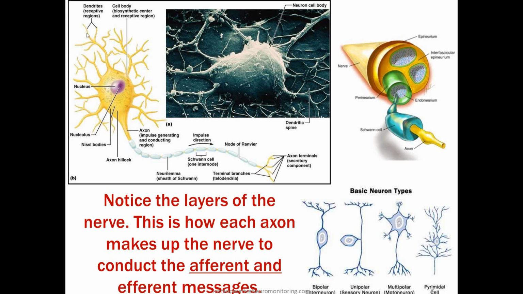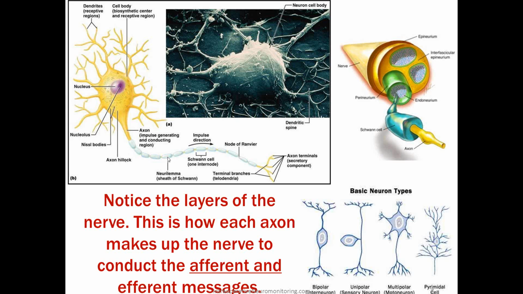So again, we have the dendrites here. They are little antennas coming to our soma or cell body, which has its eccentrically located nucleus. The beginning of the axon is called the axon hillock. This is where the propagation of the action potential begins as it comes down the axon itself. The axon impulse generating and conducting region.